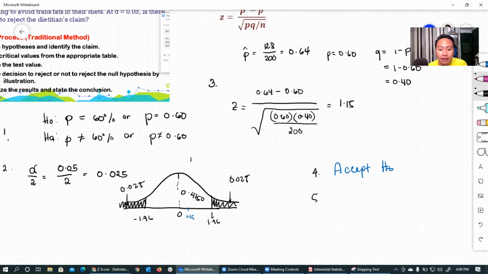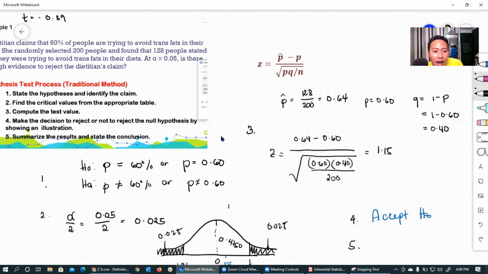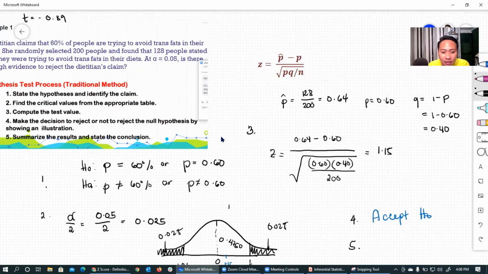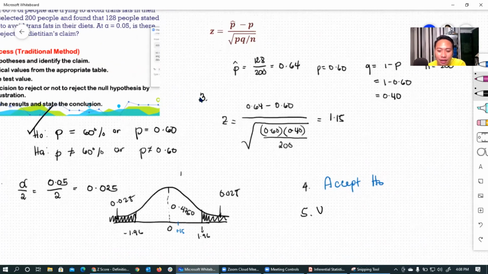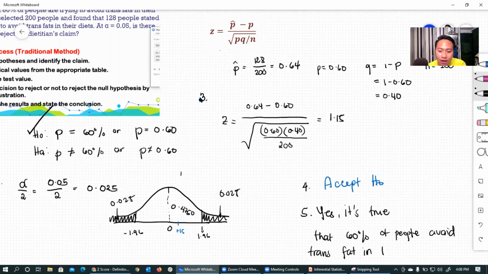And step 5 is to conclude. Since we're accepting the null hypothesis, this is true. We can say that indeed, yes, it's true that 60% of the people avoid trans fats in their diets.